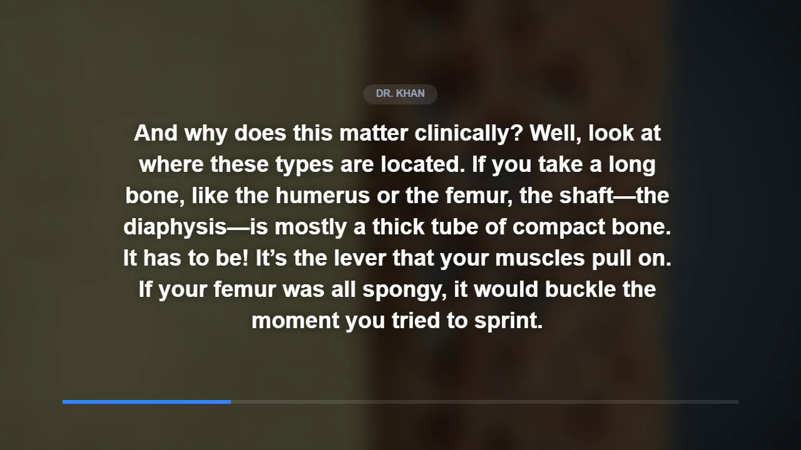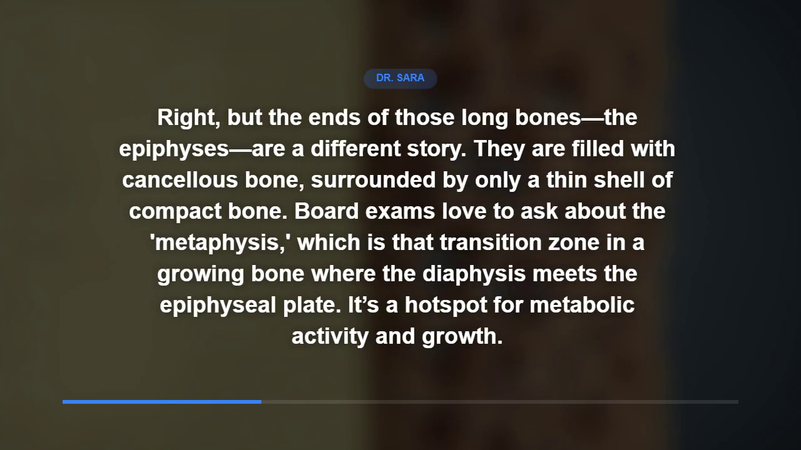And why does this matter clinically? Well, look at where these types are located. If you take a long bone, like the humerus or the femur, the shaft, the diaphysis, is mostly a thick tube of compact bone. It has to be. It's the lever that your muscles pull on. If your femur was all spongy, it would buckle the moment you tried to sprint.